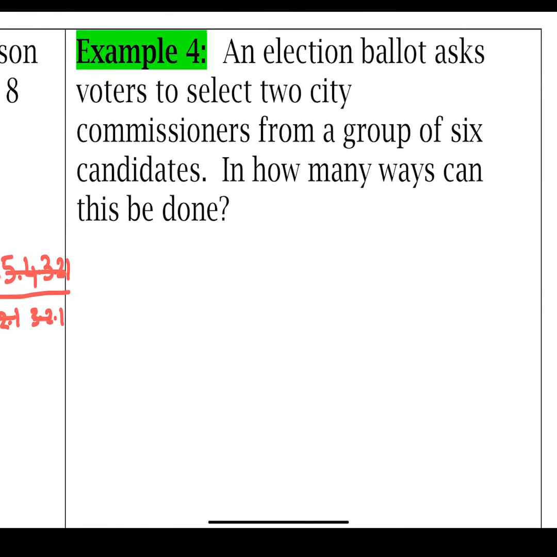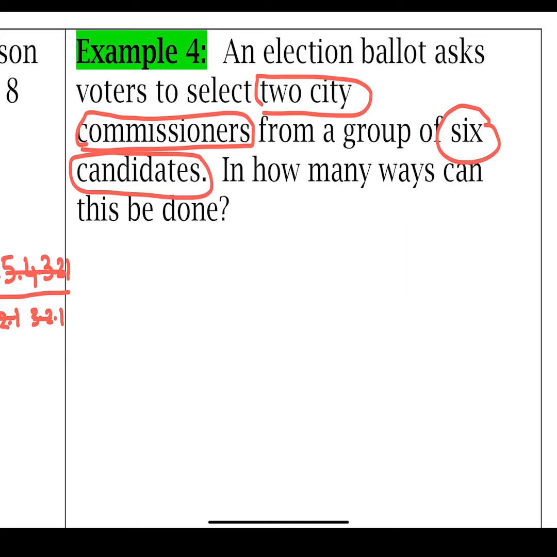An election ballot asks voters to select 2 city commissioners. So it's saying, just pick any 2 city commissioners from a group of 6 candidates. Both of them are commissioners, both of them are equal, so the order does not matter. When the order does not matter, you know it's a combination. From 6, I am picking 2. Did they tell you one is higher than the other? No, it's just simply 2. So it's a combination, 6C2.